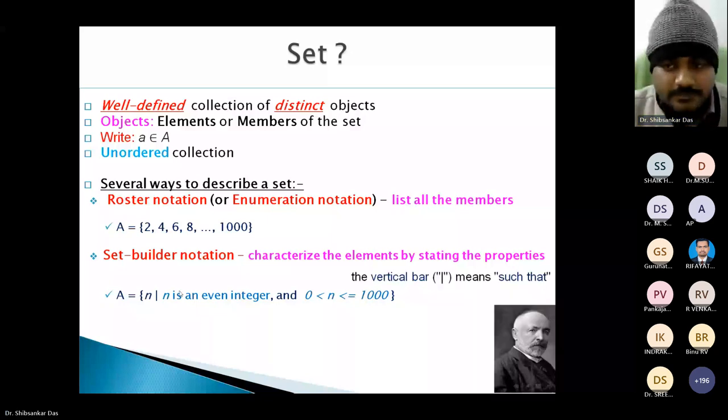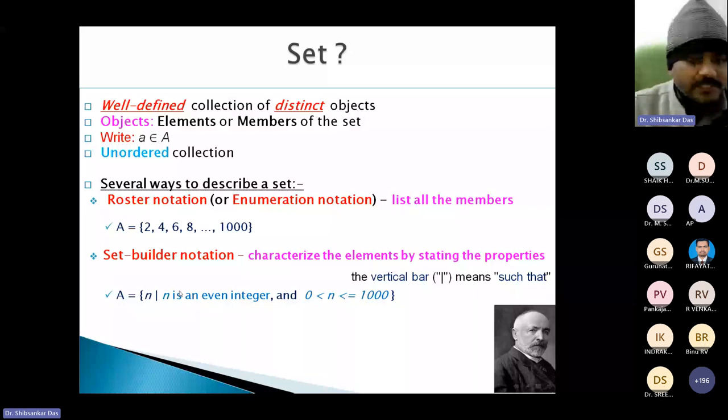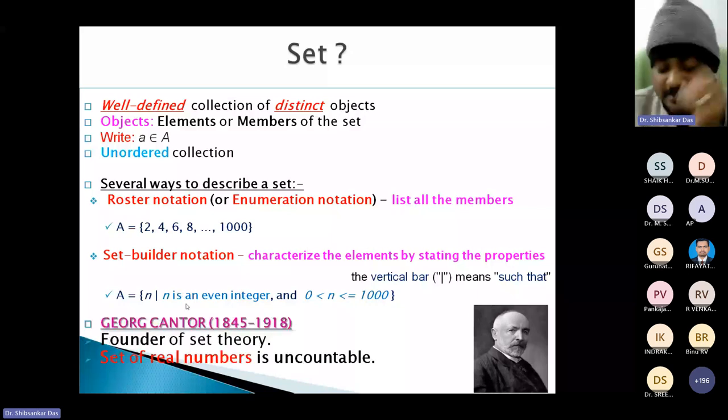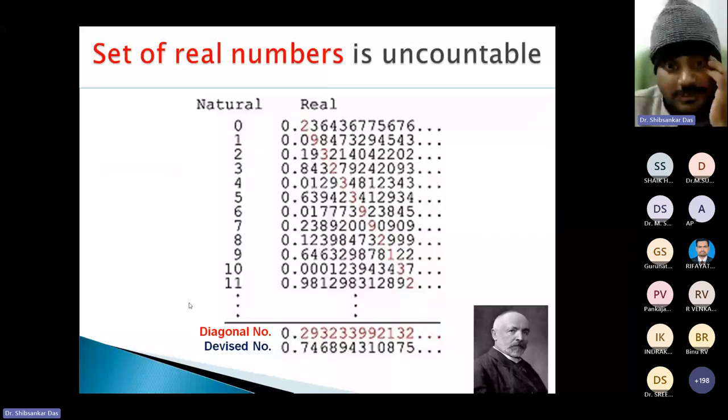Georg Cantor is called the father of set theory, and he has given several wonderful proofs in the area of set theory and real analysis. One, which many of you know, is that the set of real numbers is uncountable. He proposed the diagonalization proof, which is a wonderful classic one. I'll not be going into this one, as many of us know it.